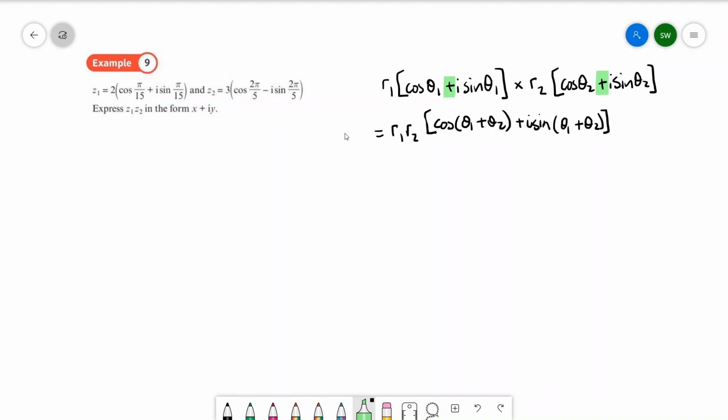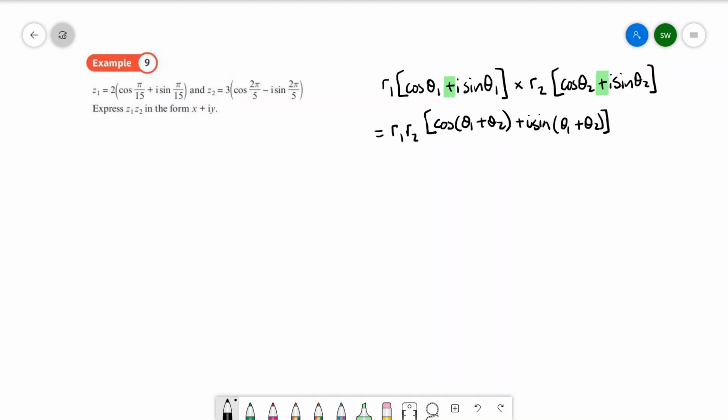The problem is, in the formula, we had a plus and a plus. Both of these numbers were written in modulus argument form. In order for a complex number to be in modulus argument form, you need a plus in the middle. The problem here is that we've got a minus on this complex number here. So z2 actually isn't written in modulus argument form. So before we use the formula, we're going to have to write z2 in modulus argument form with a plus in the middle.